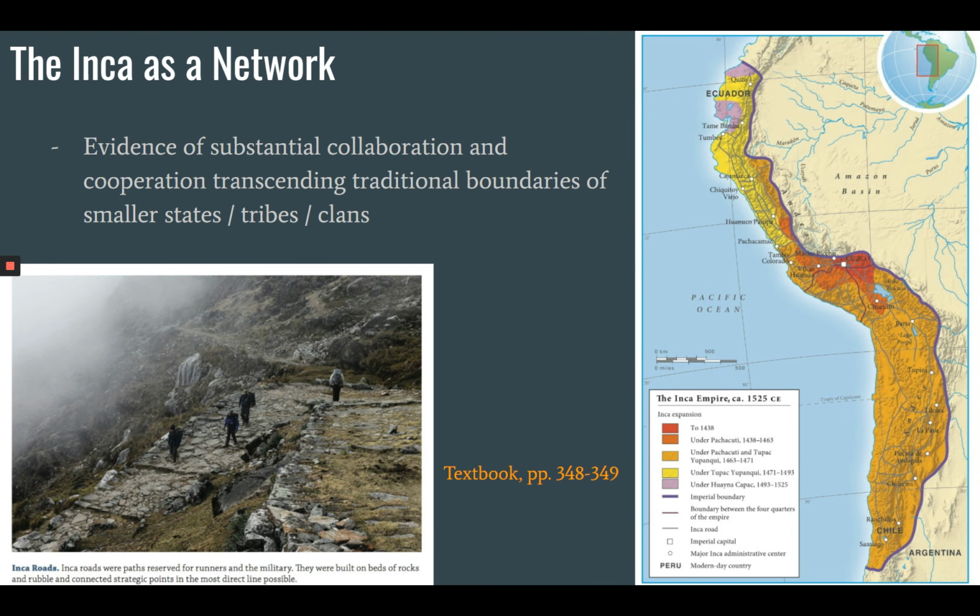Here's an image of the Incan Empire, which is really this vast network. It is largely coastal and mountainous, but this is a huge, long stretch of territory that encompasses people that previously had quite separate civilizations or societies or cultures. And we see evidence of substantial collaboration and cooperation, which, for the most part, begins with warfare and then turns into collaboration over time. But for example, the road system in the Incan civilization.